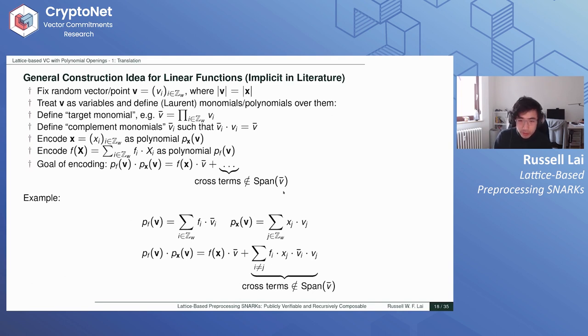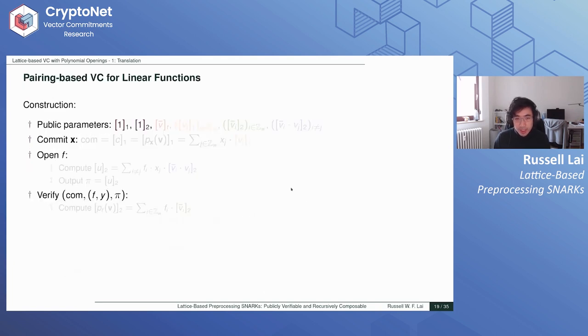So given this general blueprint, we can obtain a generic construction of pairing-based VCs for linear functions. The construction is as follows. First, let me tell you how we can commit to the vector x. To commit to the vector x, we simply compute the encoding of x, but in group one. In our example, we are computing the encoding like this. And to allow the prover to do this, we need to give away these group one encodings of vj in the public parameters.